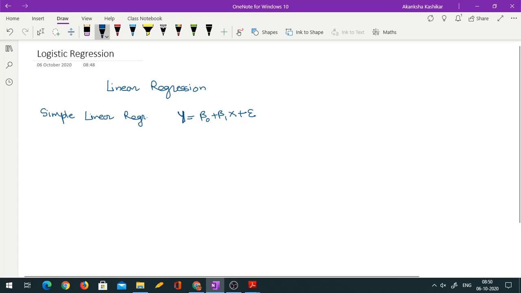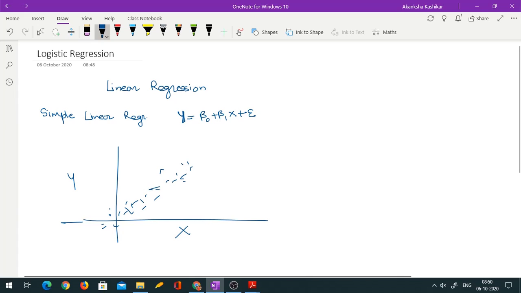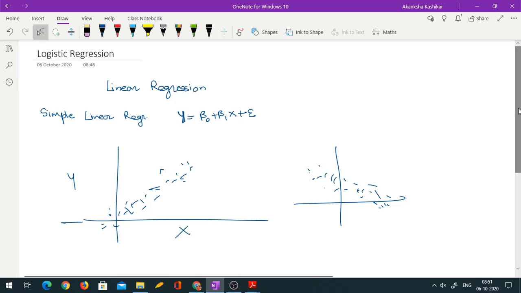Now, what does it mean? First of all, when we go for simple regression, I know that the relationship between x and y is more or less like a straight line. So either this, a straight line with a positive slope, or something like this, a straight line with a negative slope. Basically what we do is, initially we draw a scatter plot of x and y. We suspect that there is a linear relationship, and then we decide that I'm going to fit the linear regression model.